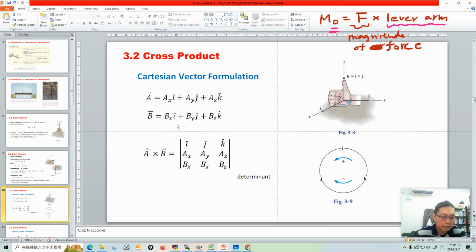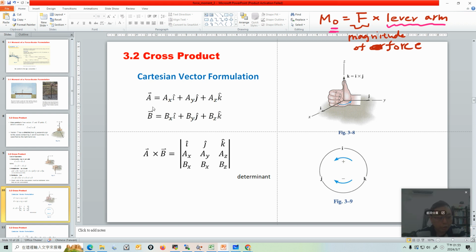Okay, in the x-axis, y-axis, and z-axis. So what's the result of A cross B if we use the Cartesian vector formulation? Very simply, just put the two vectors in the cross product and do the multiplication. After all, you can summarize this cross product as a very simplified determinant. And why is that? Let's start from the very beginning.